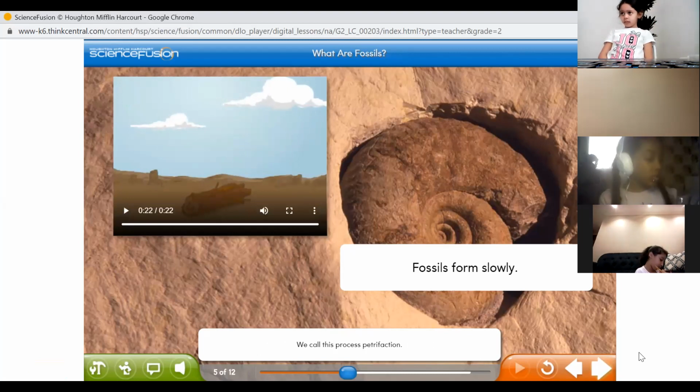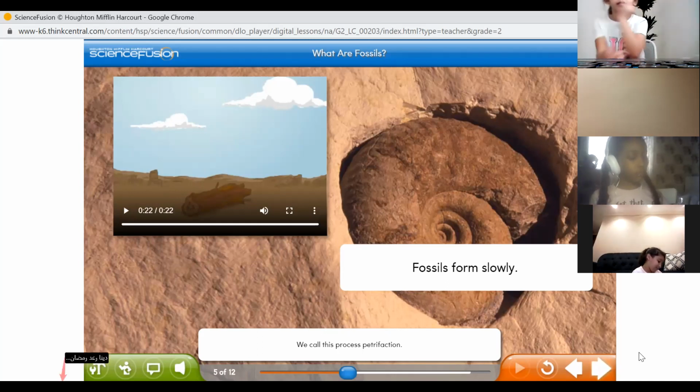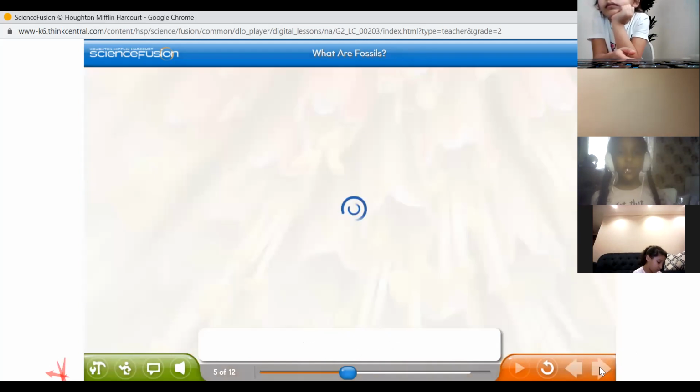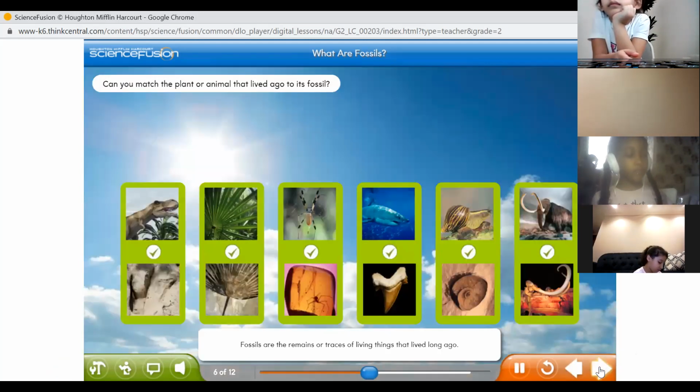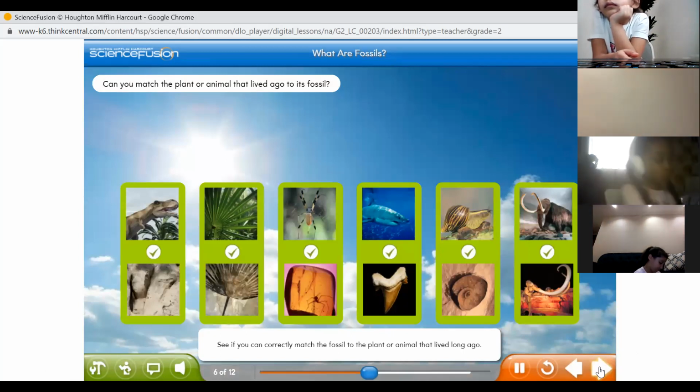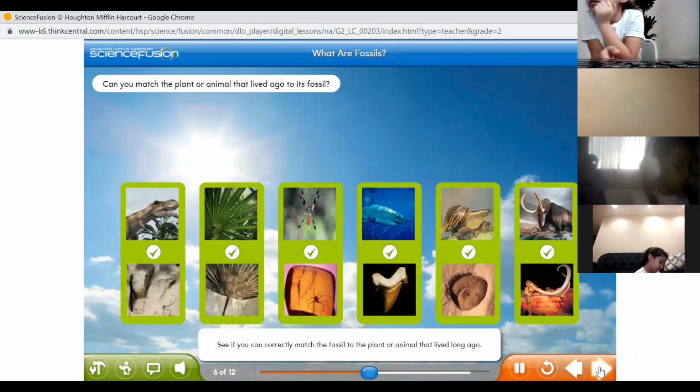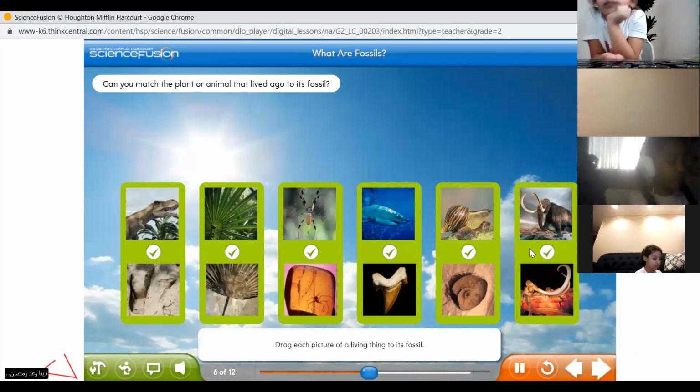Okay, so the process of leaving the soft parts, saying goodbye to them, and keeping the hard parts is petrification. We call it petrification. Okay, guys? Now let's see. Fossils are the remains or traces of living things that lived long ago. See if you can correctly match the fossil to the plant or animal that lived long ago. Drag each picture of a living thing to its fossil.